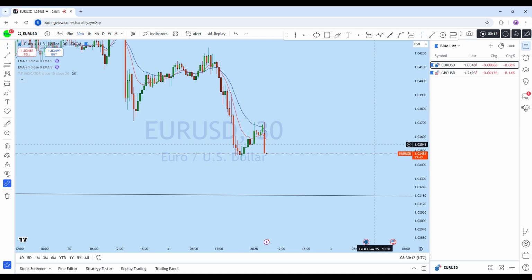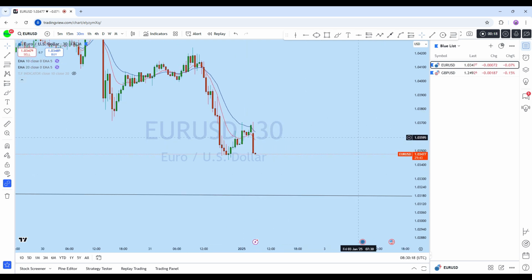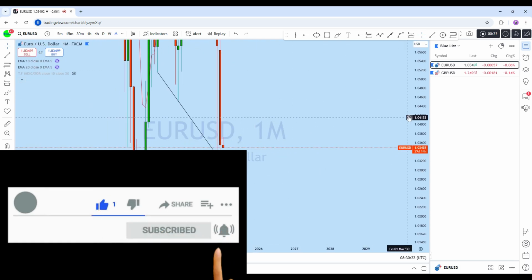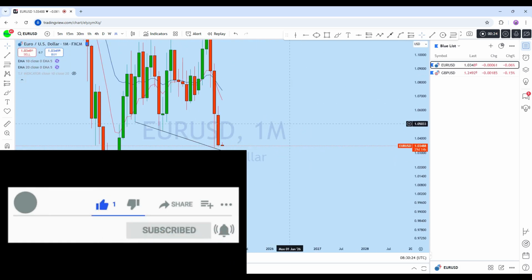Now looking at the lower time frame on EUR/USD, we can see that this market is currently showing bearish price action. Before we look at how we can trade, let's quickly look at the highest time frame, the monthly chart, to see the overall picture in the market.